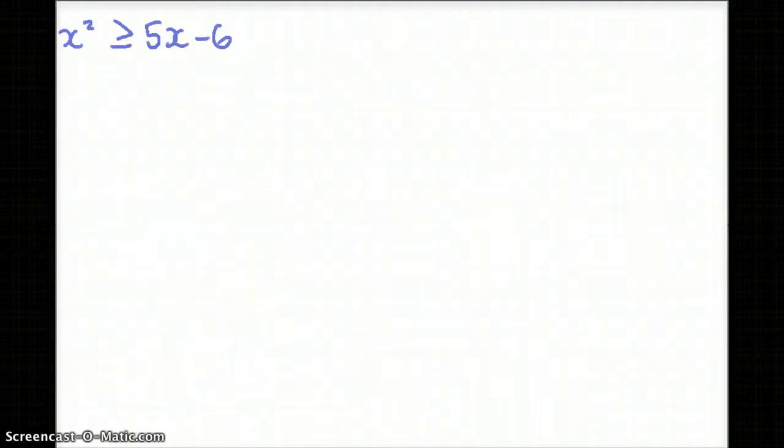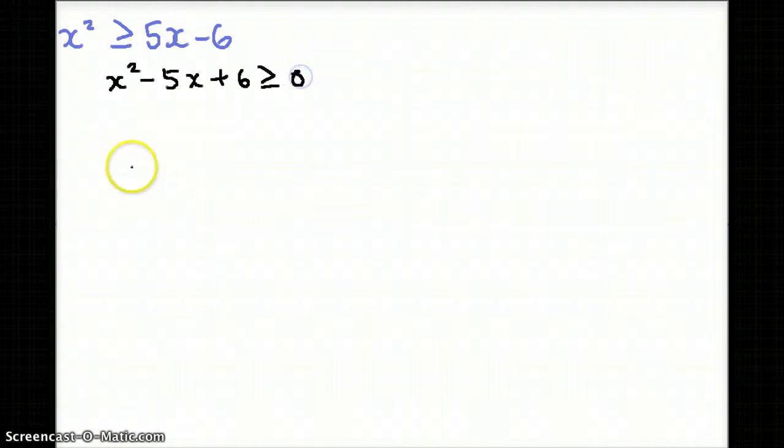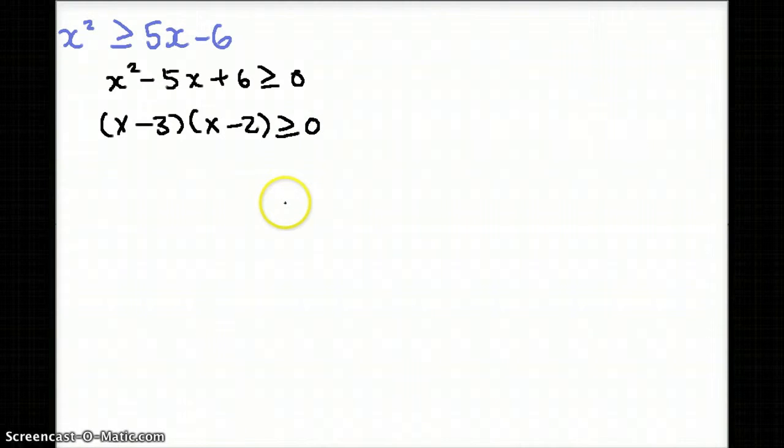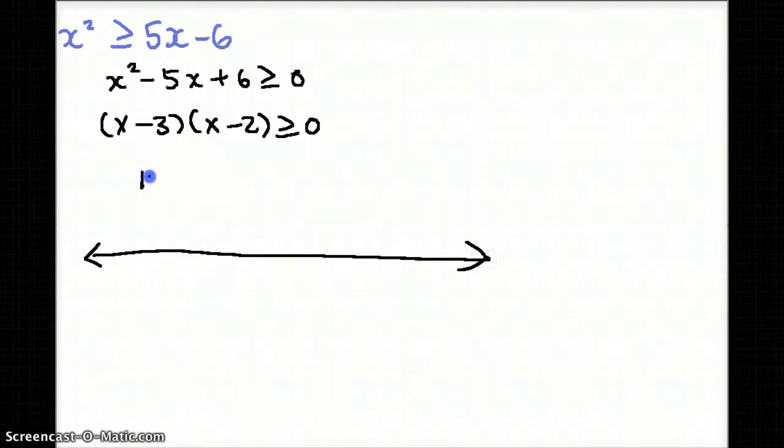So x² is greater than or equal to 5x − 6. I'm going to move this to one side. So x² − 5x + 6 is greater than or equal to 0. Then I'm going to factor it. So (x − 3)(x − 2) is greater than or equal to 0. Then I'm going to do the number line method. So, the roots are 2 and 3.